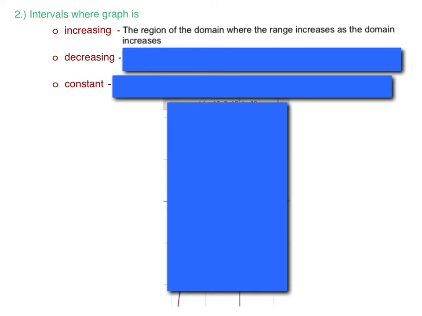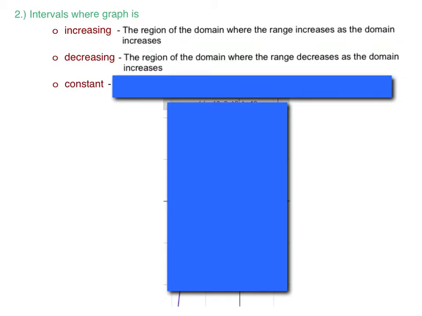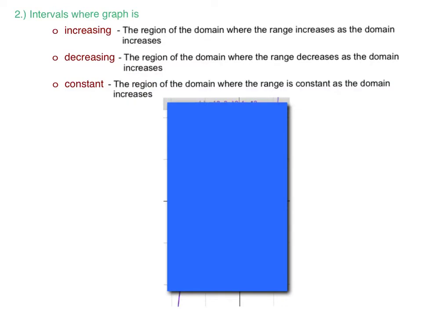All right, now let's take a look at what decreasing is. Decreasing is the region of the domain where the range decreases as the domain increases. Again, it's the region of the domain where the range decreases as the domain increases. And lastly, the constant. A function is constant in the region of the domain where the range is constant as the domain increases. Okay, so let's take a look at this example here.